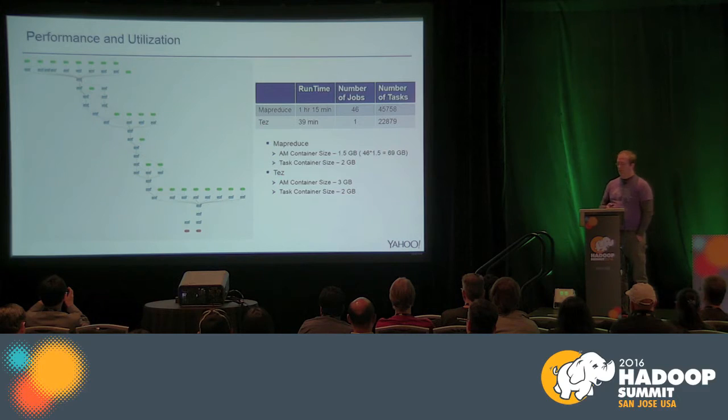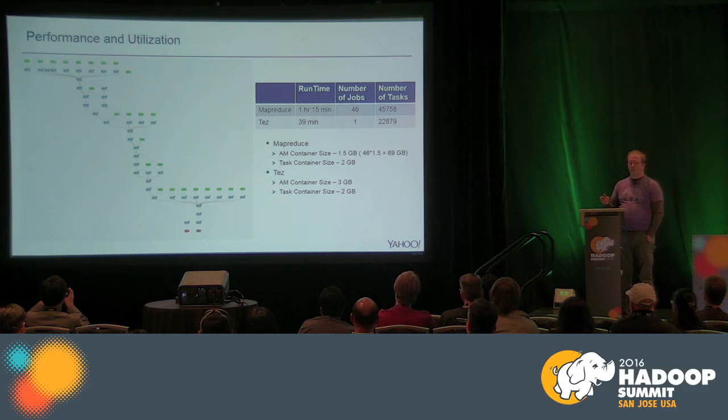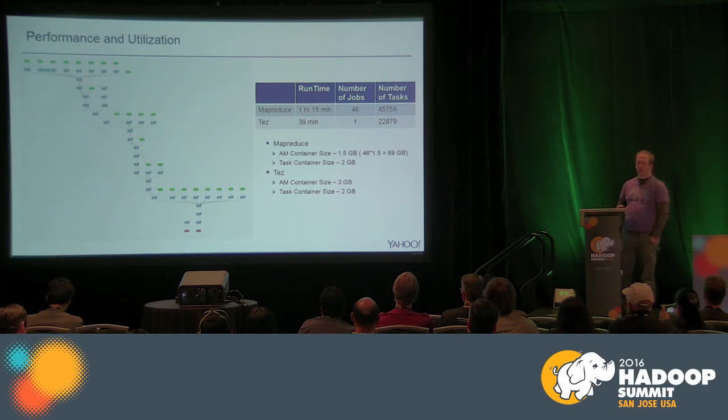Another crazy DAG. You can just see not only that it's more performant, right? 39 minutes in TES versus 1 hour and 15 in MapReduce, but also that the optimizations in place allowed us to do it with fewer tasks. So 22K tasks versus 45K tasks.